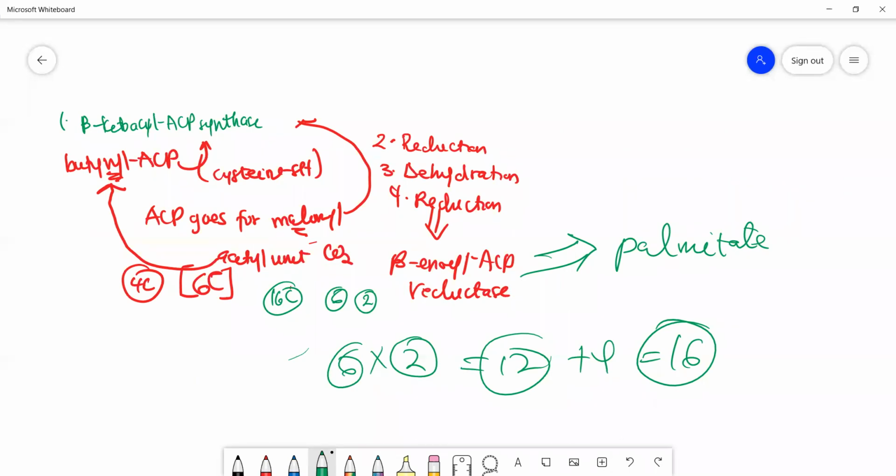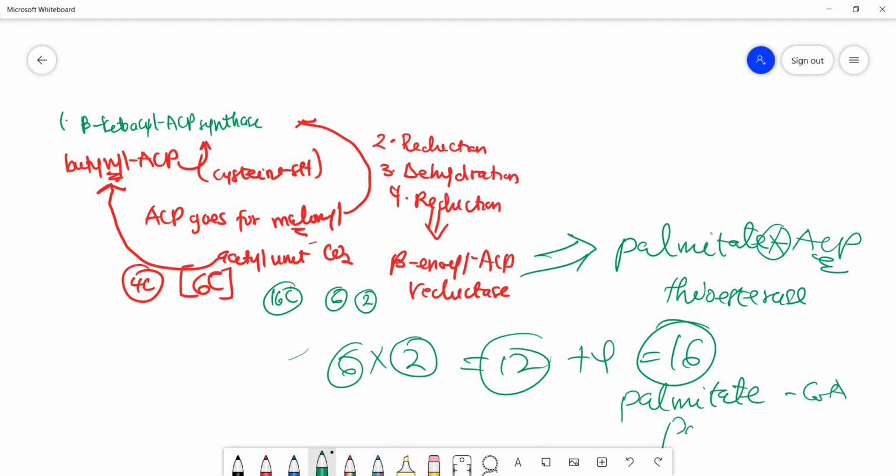We need to liberate it, right? But this palmitate is linked to ACP. So the enzyme thioesterase, part of the fatty acid synthase complex, breaks this link and liberates the palmitate from ACP. But for this palmitate to undergo any metabolic reaction, it has to be activated, hence the addition of a CoA. So we have palmitoyl CoA.